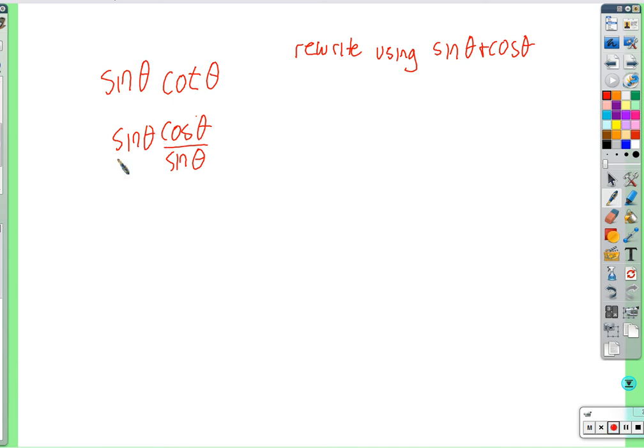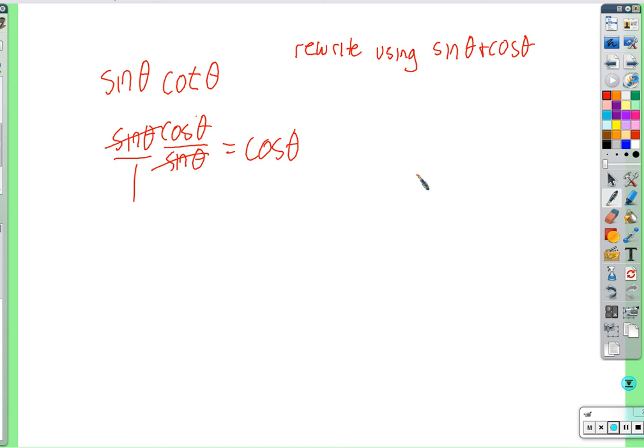We're multiplying these together. This is sine of theta over 1. So what happens there? If I multiply sine times cosine over sine? Sine cancels out. And that's just the cosine. Simple example. When we're multiplying or dividing stuff, a lot of times let's rewrite it in terms of sine and cosine. Everything can be written in terms of sine and cosine. Maybe some stuff will cancel out.